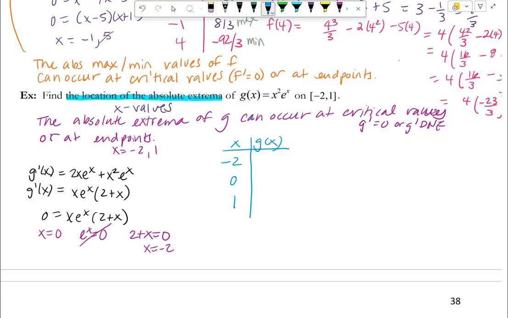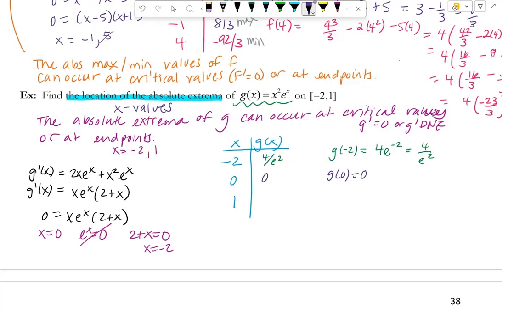So out to the side, when I evaluate g of -2, rather, again, I'm going back to my function g. This is not g prime. I get -2 squared times e to the -2 power, which is 4 over e squared. All right, for g of 0, well, that's just 0 times e to the power of 0. That one was easy. And then lastly, for g of 1, I just get 1 squared times e to the 1, which is just e. Okay, so that one wasn't so hard.